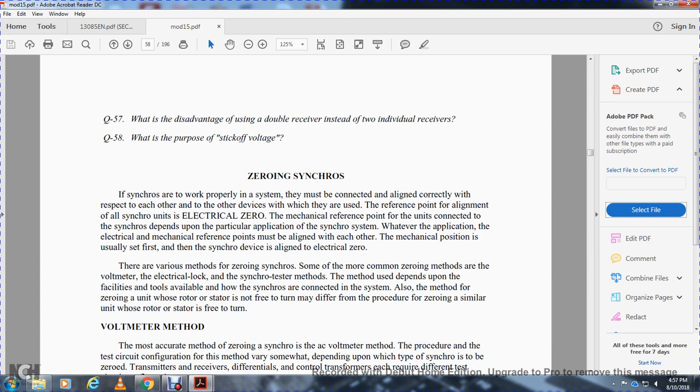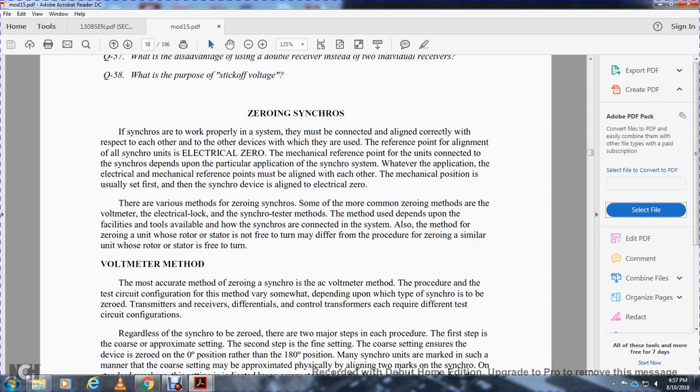The mechanical reference point of the units connected with the synchro system depends on the particular application. Wherever the application requires, the electrical and mechanical reference points must be in line with each other. The mechanical position of the unit is usually set up with the synchronized device aligned with the electrical zero.